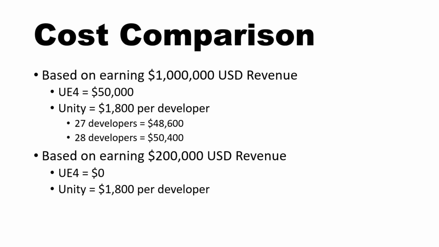So you've got 1 million revenue. For UE4, your cost's going to be $50,000, which really isn't anything when you're earning $1 million, as long as your costs weren't absurd. Unity, it'll cost you $1,800 per developer. So to compare with UE4, you could have 27 developers, all licensed, for 48,600 when you were earning that much. And that's because if you're earning that much, you would need the Pro license. Now, if you were to have 28 developers, then you would go over. But that's obviously just for that specific boundary.